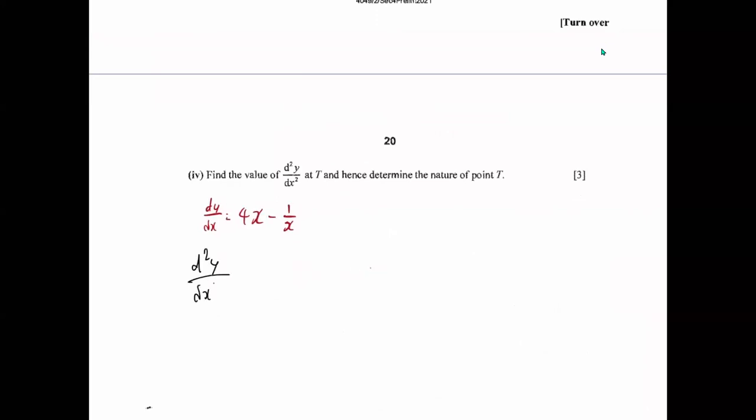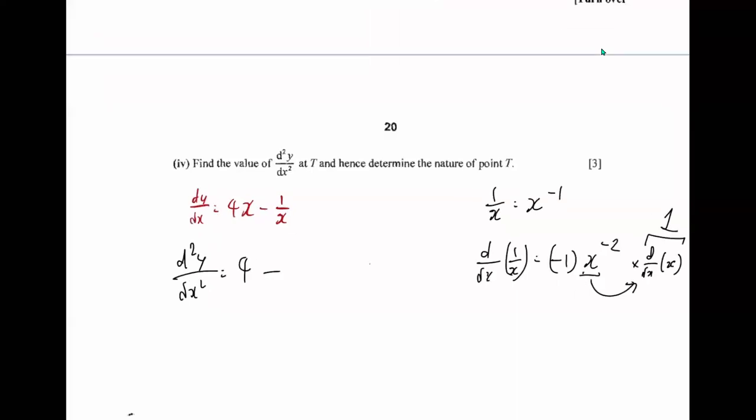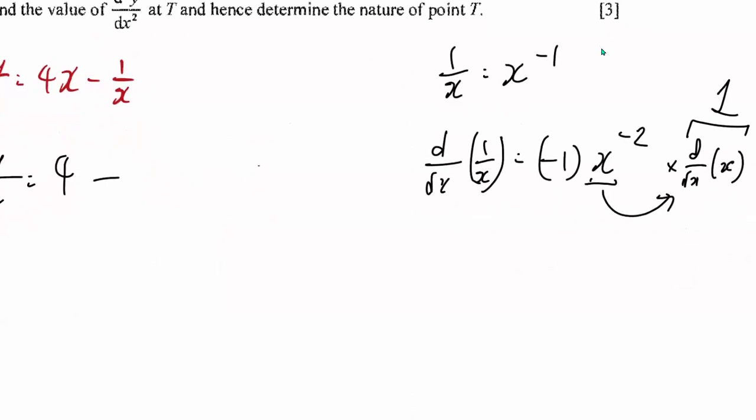So d2y by dx squared equals 4 minus this one, 1 over x, can rewrite as x power negative 1. You differentiate 1 over x. What do you get? If you use this x power negative 1 format, bring down the power minus 1 to get the derivative. Then you differentiate the inner function x, which is actually just 1. I'm just purposely using chain rule to convince you that chain rule can be used everywhere. Anyways, you end up with -1 over x squared.